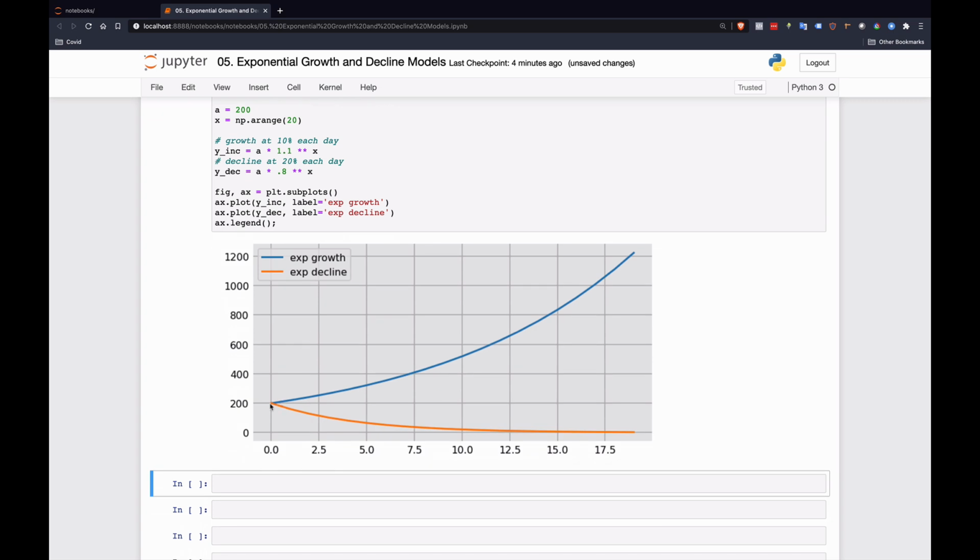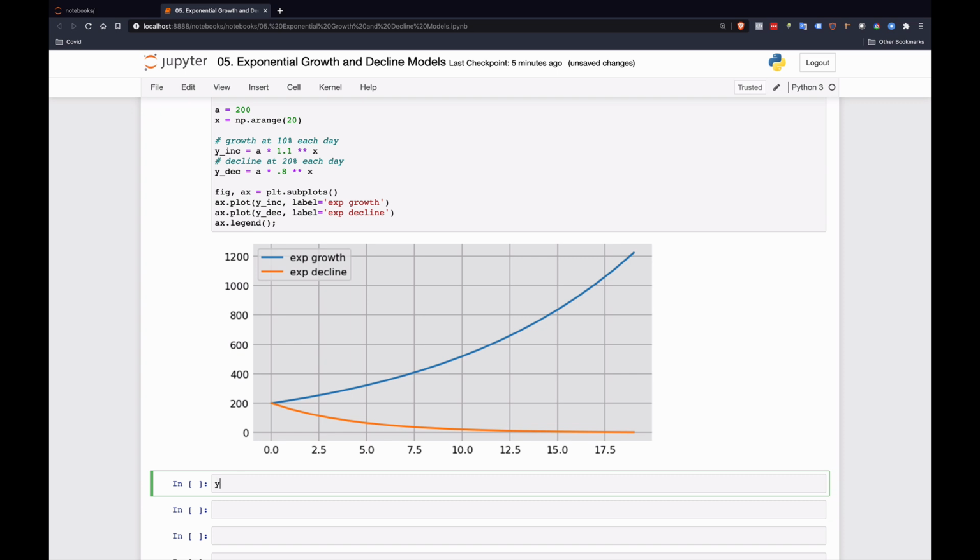You can see they both start at 200, and the exponential growth curve goes up to infinity. It'll keep going up forever, and exponential decline will just decline towards 0. This is the unit of time on the x-axis. So every day, it's moving up 10% for the growth rate, from what the previous value was. And then over here, we're going down 20%.